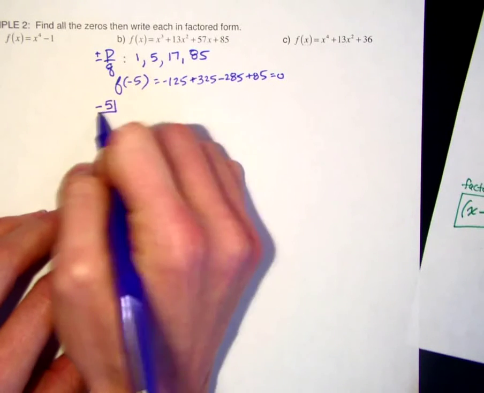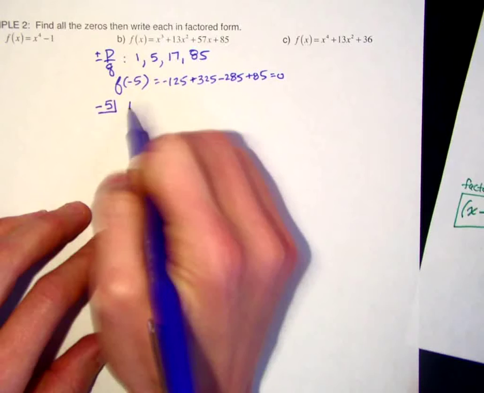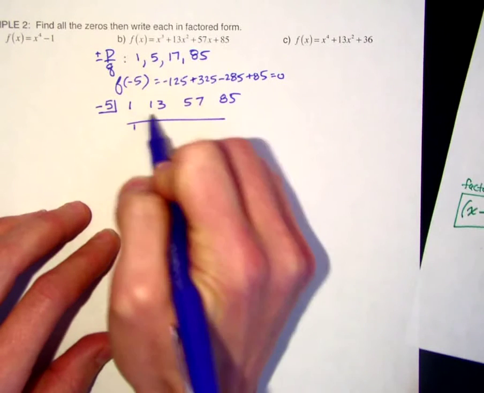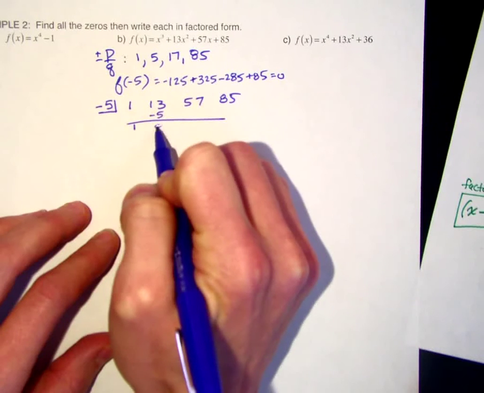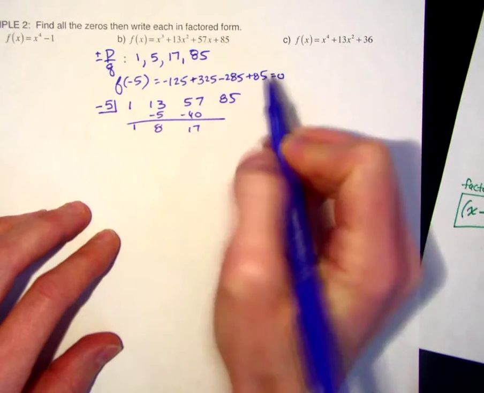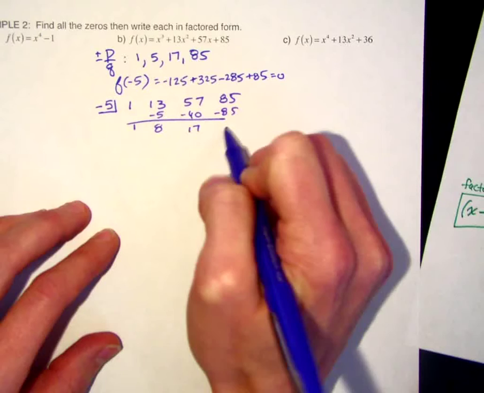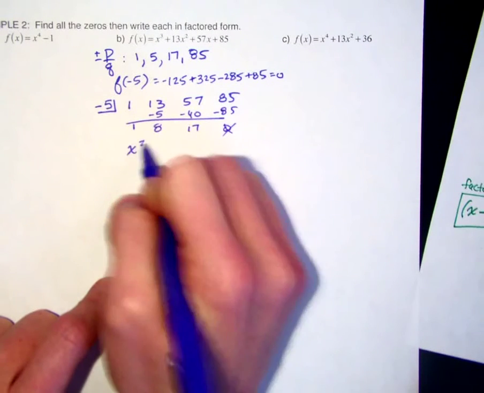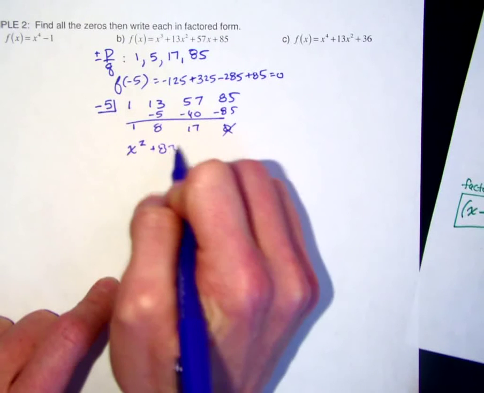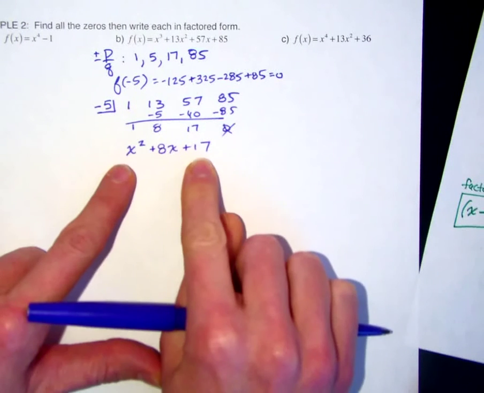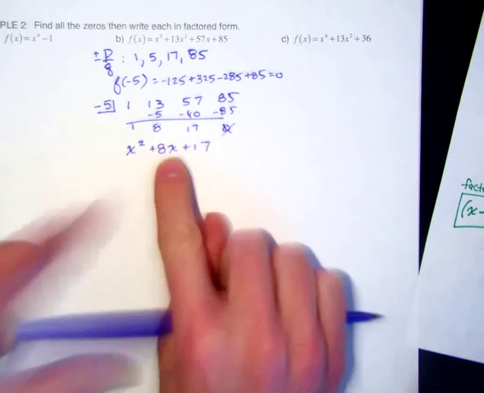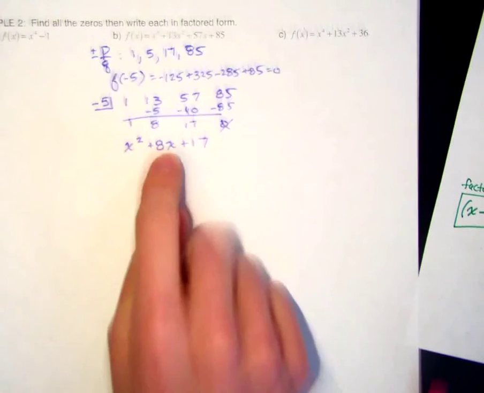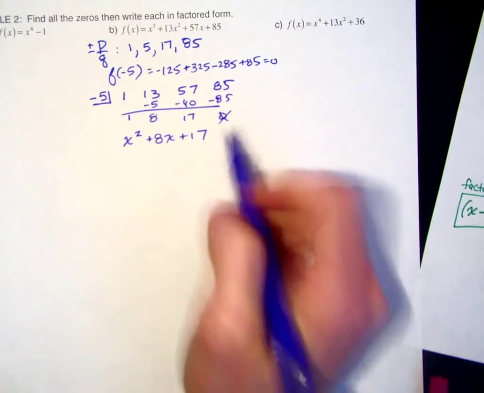We have -5. We have 1, 13, 57, 85. So 1, -5, 8, -40, positive 17, -85, 0, which is what we expected, a remainder of 0. So now my quadratic is x squared plus 8x plus 17. Now, do any two numbers multiply to 17 and add to 8? No. So at this point, and because I have an x term, I know I can't take the square root of both sides. So I have two options here.